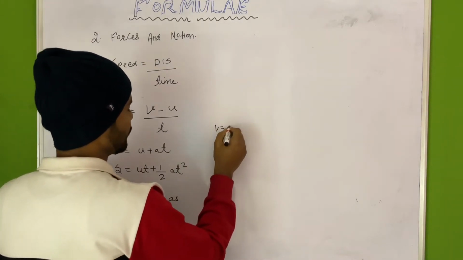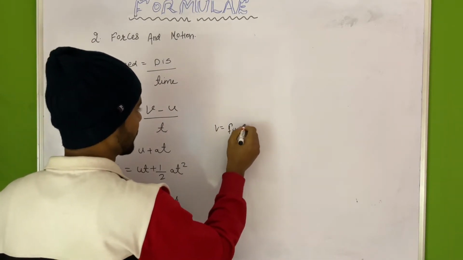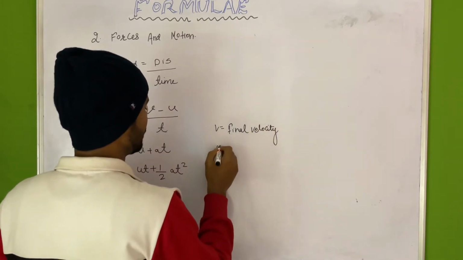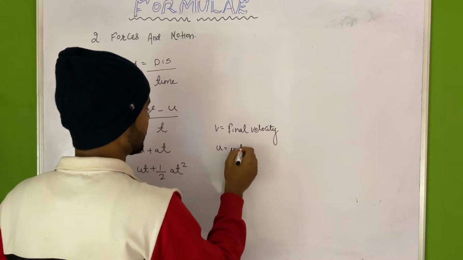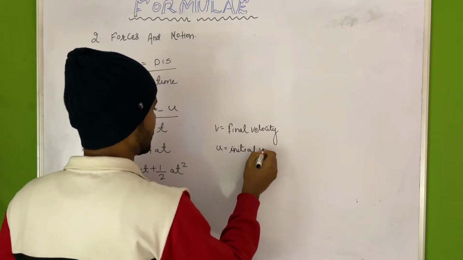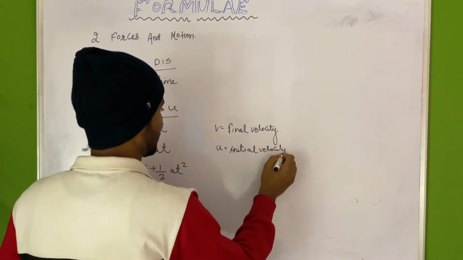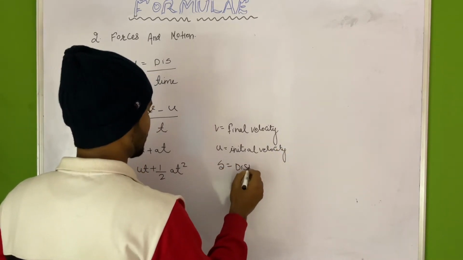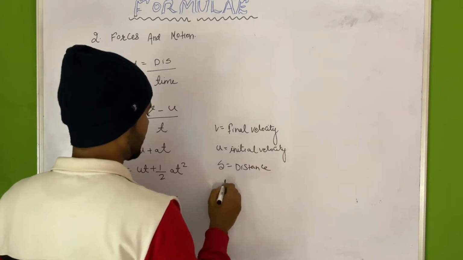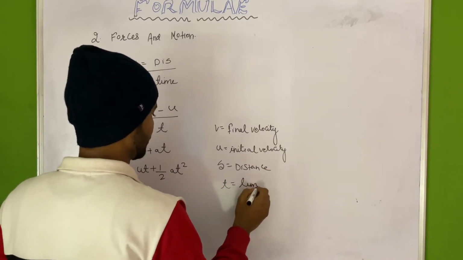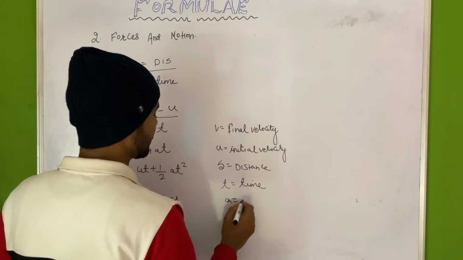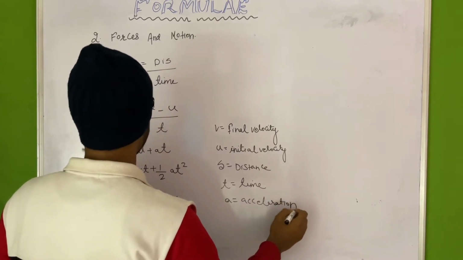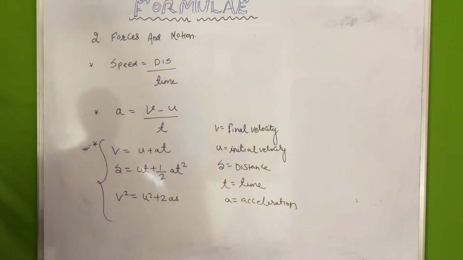where v equals to final velocity, u is equals to initial velocity, s is our distance, t is time, a is acceleration.